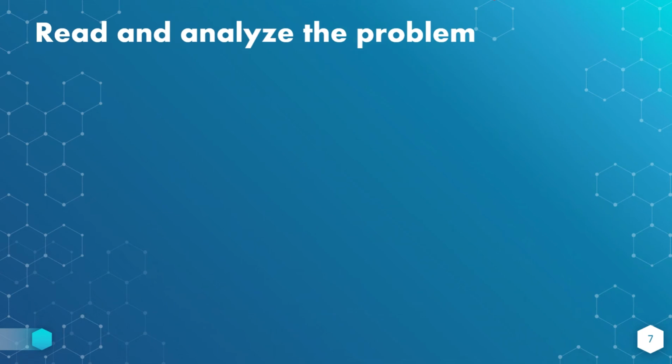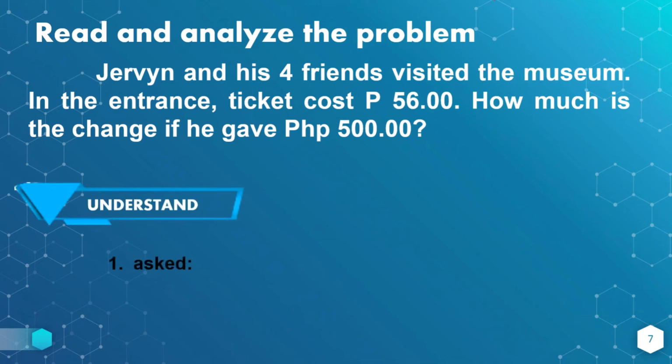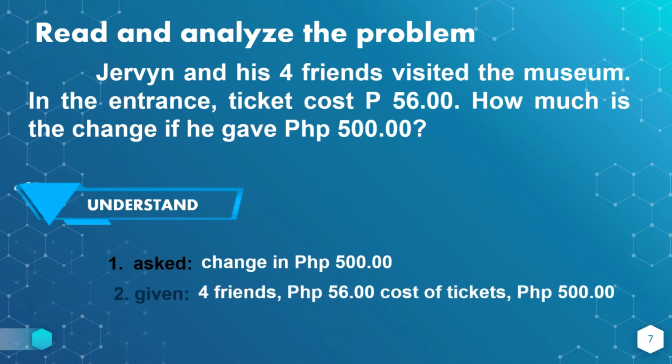Read and analyze the problem. We have Jervin and his 4 friends visited the museum. In the entrance, ticket cost 56 pesos. How much is the change if he gave 500 pesos? So, the first step is to understand what is asked in the problem. So, that is the change for 500 pesos. Next, what are the given facts? We have 4 friends, 56 pesos for the cost of tickets, and 500 pesos.